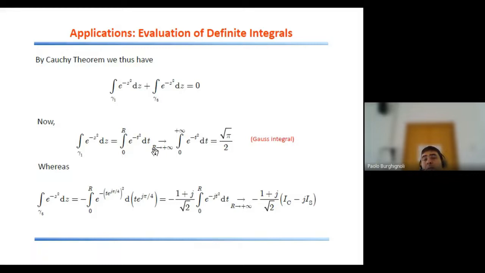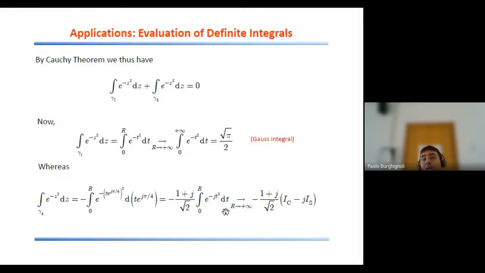If you let the upper integration limit go to infinity, you end up with the standard Gaussian integral, which we know is equal to the square root of pi divided by 2. So that's a standard result in real analysis. On the other hand, the integral along the bisectrix gamma 3, if you let z be equal to t times e to j pi over 4, the parametric representation of the bisectrix, and the same you do in the differential, by performing the algebra, you end up with this integral where you go from 0 to r, e to minus j t squared with respect to t.